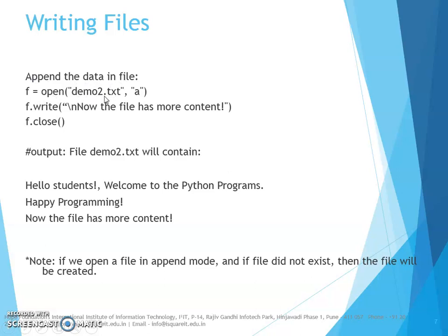We are opening this file demo2 that we have already created in previous programs, and we want to write this line as a new line. Now the file has more contents. If we open this demo2.txt, now it will contain three lines. These two lines were there previously in this demo2 text, and now we have appended this string at the end of these two strings. So to append the data, we have to mention the access specifier as a.